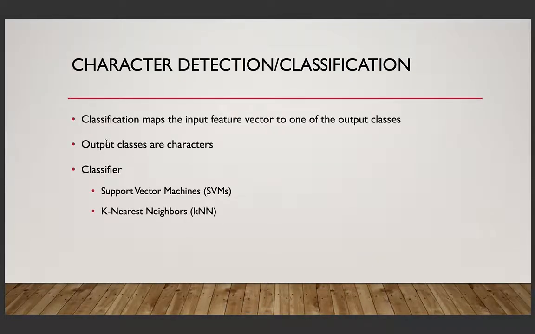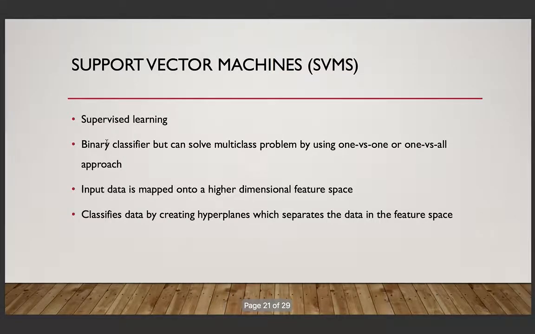Once the features are extracted, we move on to the classification phase. Classification maps the input feature vector to one of the output classes. The output classes here are characters A to Z and digits. In our project we are using two of the most popular classifiers: support vector machines and k nearest neighbors.